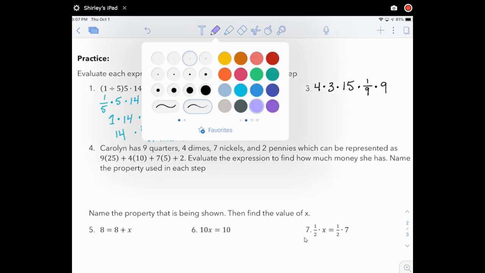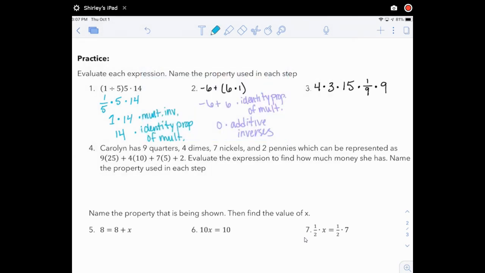And now for number 3, I have a long expression to simplify: 4 times 3 times 15 times 1/9 times 9. So right off the bat, if we're thinking normal rules, we think order of operations, move left to right. So that would make me do 4 times 3, which is easy, that's 12. But now I have to think in my head, what's 12 times 15? And then I have to think about multiplying that by 1/9 and then by 9. So that gets really messy.